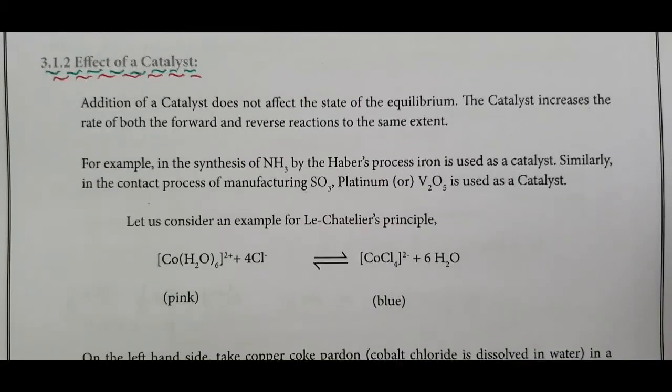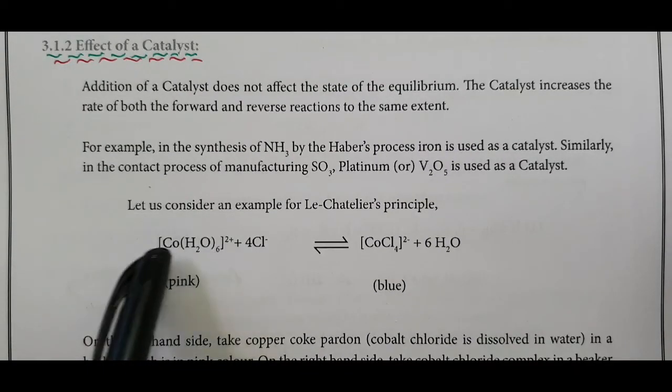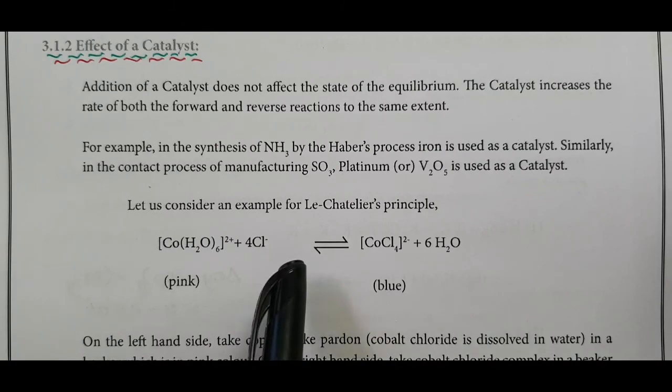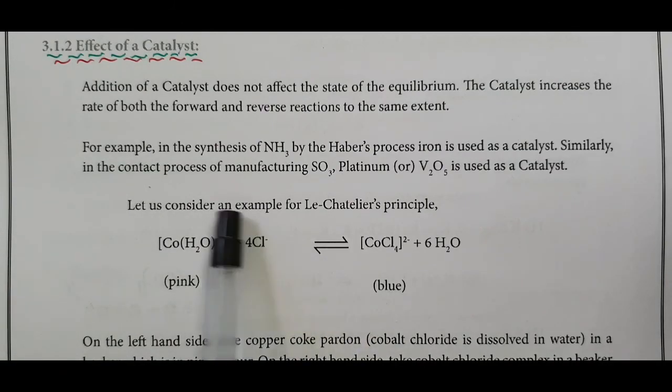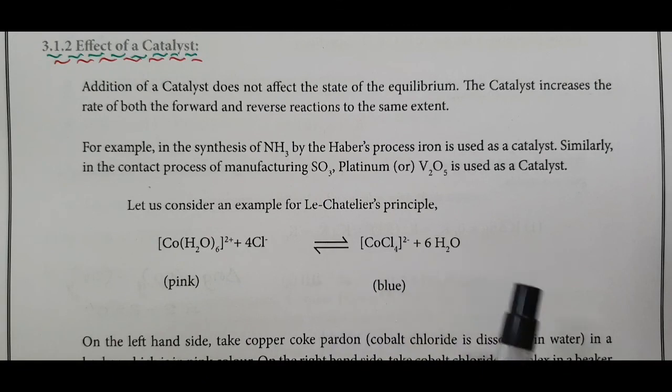Let us consider an example for Le Chatelier principle. Hexaaquacobalt(III) ion, when treated with the Cl minus ion, displaces all the aqua ligands and forms the tetrachloridocobaltate ion. It is blue in color. Pink color is converted into blue color.